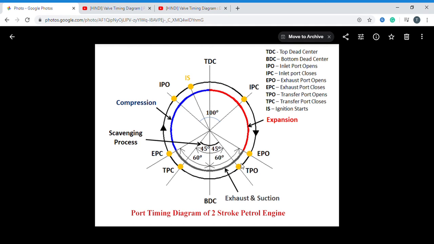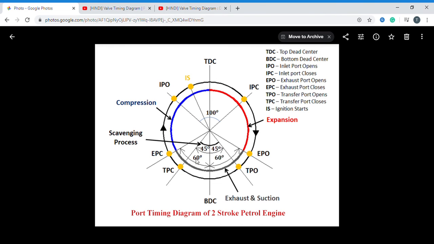So here the exhaust port opens and closes at 60 degrees, and the transfer port opens and closes at 45 degrees. That is what you can remember. Okay, suppose this is the 45 degrees, what will happen? This is the 45. So that's why the inlet port closes at 45 degrees and the inlet port opens at 45 degrees. So that is the point you can remember.